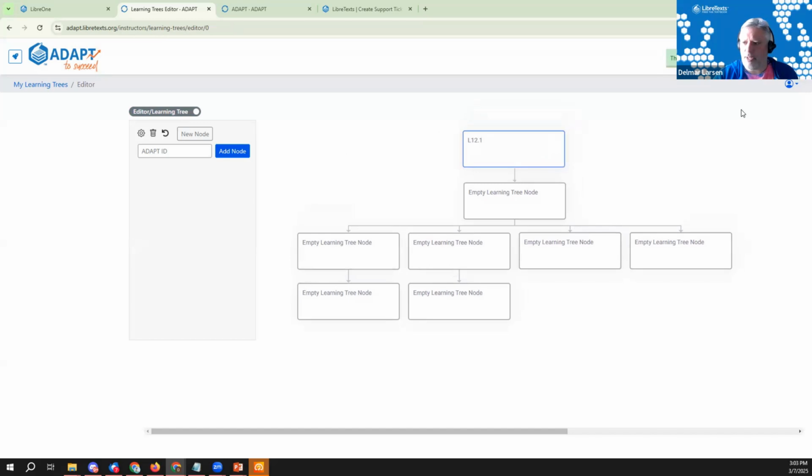There will be some instructions at the top here that I'm going to add early next week, so it's a little bit easier for you. If you have any questions or concerns, you can do a search on LibreTexts on learning trees, and you can get some more details behind that.